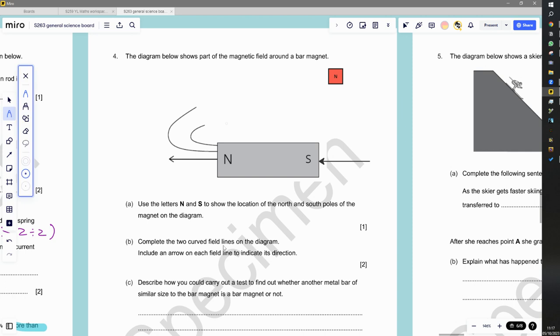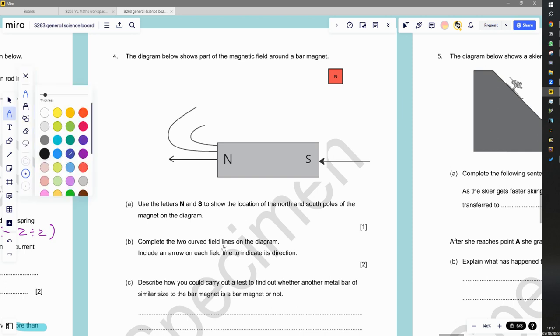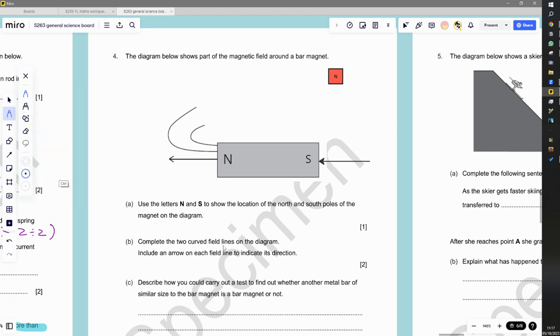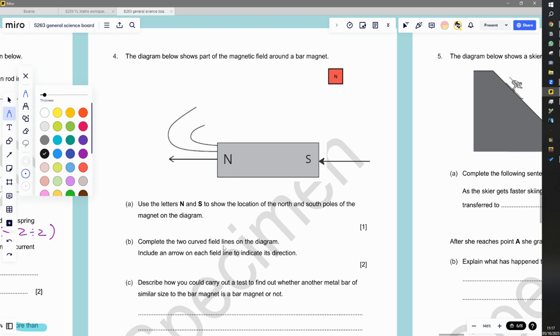So, what colour is this? Let's make this black and make it a bit thinner.